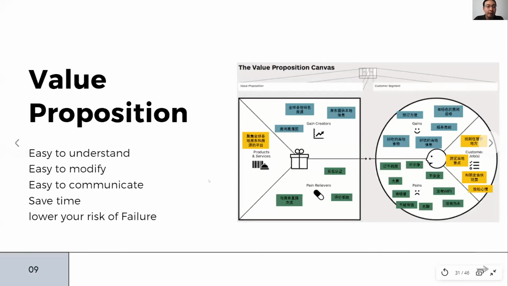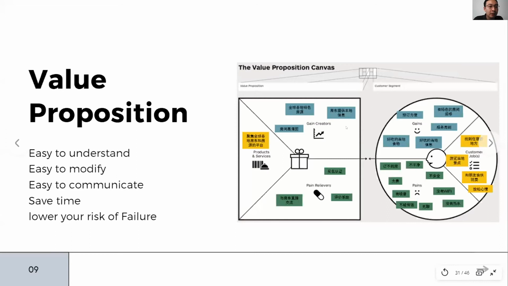Easy to communicate. When you talk to your team, how your customer likes this, how your customer dislikes this, how your gain, how your pain, it's all in this chart, and you can easily communicate with your staff. This is how you improve your understanding of your customer day by day with your teammates. Of course, it saves time. It also helps lower your risk of failure because you are understanding your customer first before focusing on your product itself.